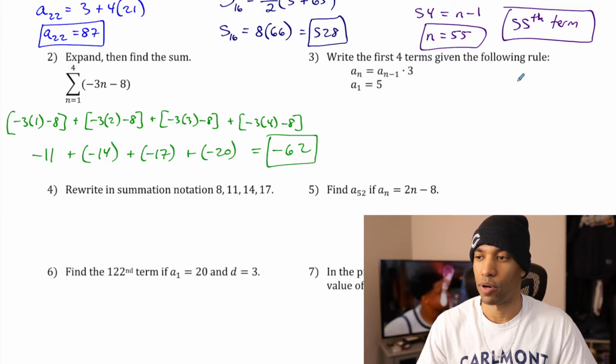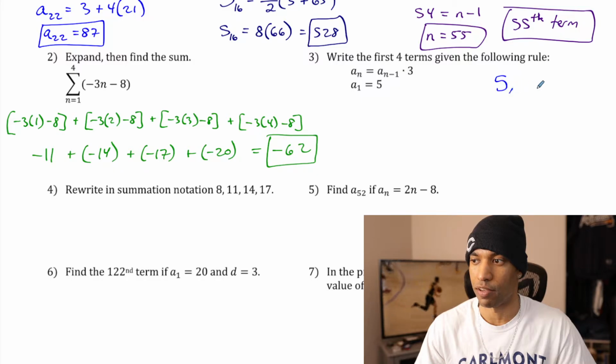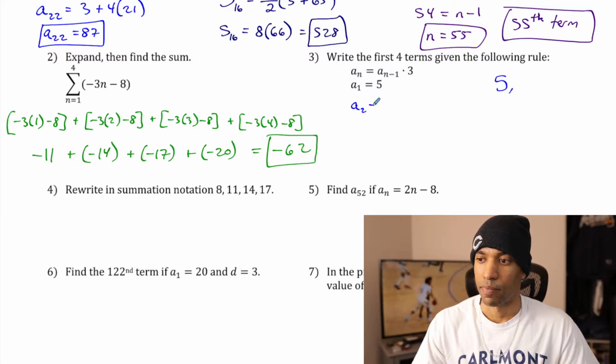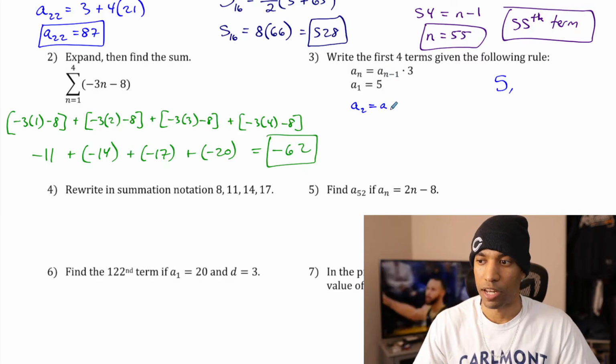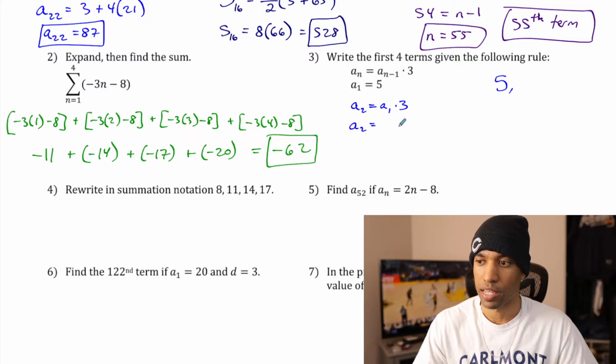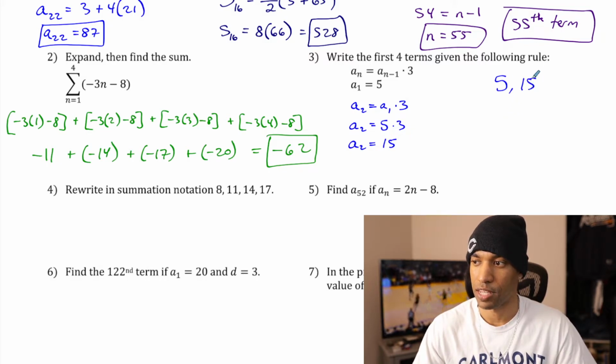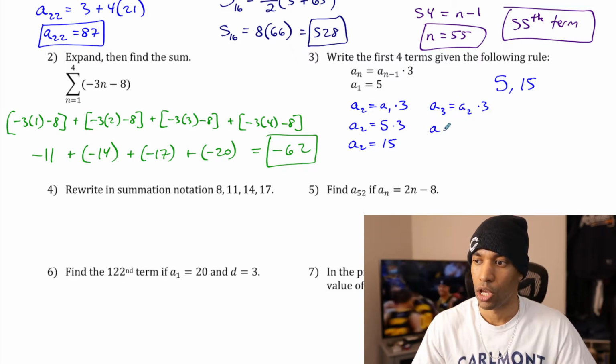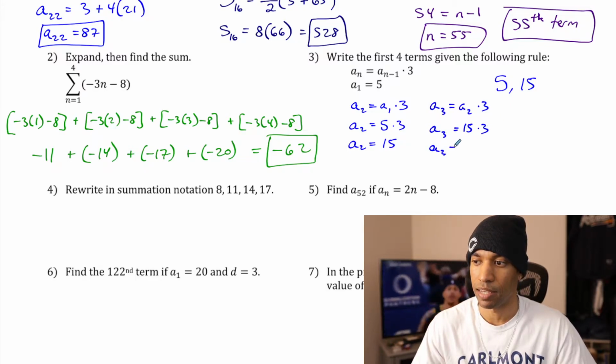So right here, a sub 1 is 5. Look, the first term of the sequence is 5. Now, if I wanted to find the value of the second term, I would take a sub 2 minus 1, a sub 1, and multiply by 3. Well, we know that a sub 1 is 5, so we do 5 times 3. So a sub 2 is 15, and that's where we get that 15. A sub 3 takes a sub 3 minus 1, or a sub 2, and multiplies by 3. Well, a sub 2 is 15, and 15 times 3 gives us 45.